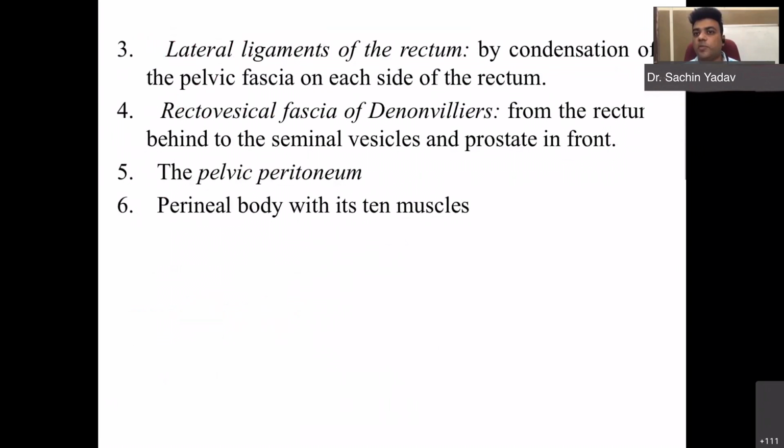And there are the lateral ligaments of the rectum, which are condensations of the pelvic fascia on each side of the rectum, attached to the lateral pelvic wall. And the rectovesical fascia of Denonvilliers, very important, which extends from the rectum behind to the seminal vesicle and prostate in front, meaning it is present in males. Okay, the pelvic peritoneum, these are the weaker supports, and the perineal body with all the muscles attached to it.